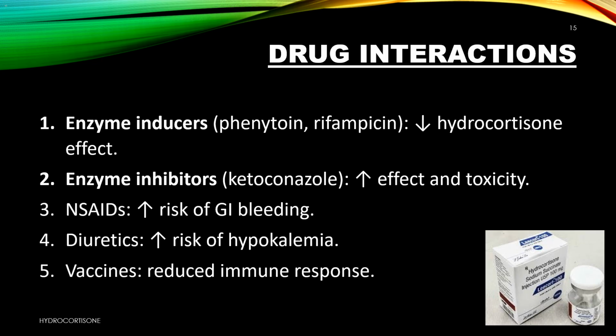3. NSAIDs. Concomitant use of hydrocortisone and NSAIDs may increase the risk of gastrointestinal bleeding due to the additive effect of the medications on the gastrointestinal mucosa. 4. Diuretics. Hydrocortisone may increase the risk of hypokalemia (low potassium levels) when used with diuretics, which can also cause potassium loss. 5. Vaccines. Hydrocortisone's immunosuppressive effects may reduce the immune response to vaccines, potentially decreasing their effectiveness.